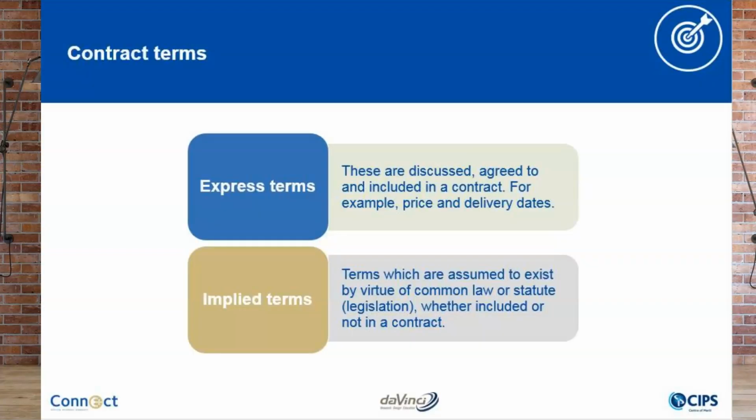Contract terms. There are two ways in which terms may be inserted into a contract by either or both parties. These are express or implied terms. Contract terms define both parties' rights and obligations. Express terms. These are discussed, agreed to, and included in a contract, for example, price and delivery dates. Implied terms. Terms which are assumed to exist by virtue of common law or statute or legislation, whether included or not in a contract.